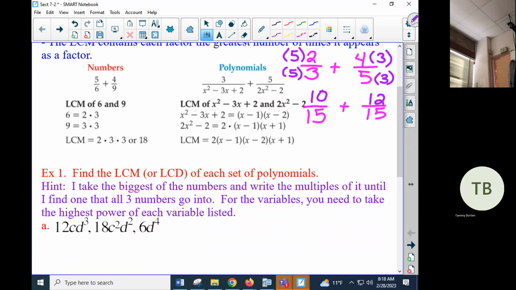Once you have them over the same denominator, you can add or subtract them. The denominator just stays the same, so you don't change that at all. And then the top, you add or subtract.